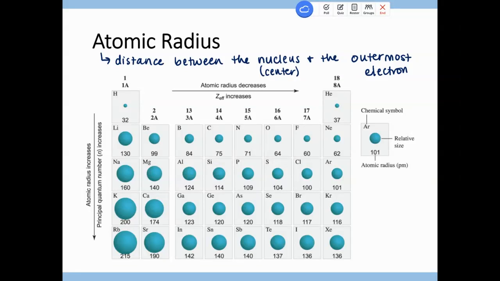Atomic radius is measured in picometers. And so we have actual values here. You can see the difference between, for example, oxygen and fluorine is 4 picometers. So fluorine's atomic radius is 4 picometers smaller because fluorine has 1 additional proton in its nucleus.